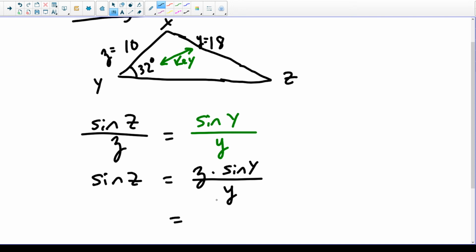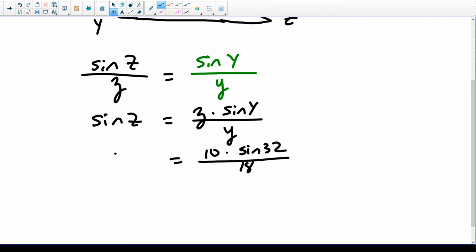So let's put all the numbers in there. We have 10 sine 32, all divided by 18. Now, some of you may have already noticed that we're actually going to have to do one extra step. If we're trying to isolate for big Z here, capital Z, we're going to have to arc sine to kill that sine. And when you're arc sining something, you always have to be arc sining a decimal smaller than 1, or you'll get an error. All right? So we should be expecting an ugly decimal here.